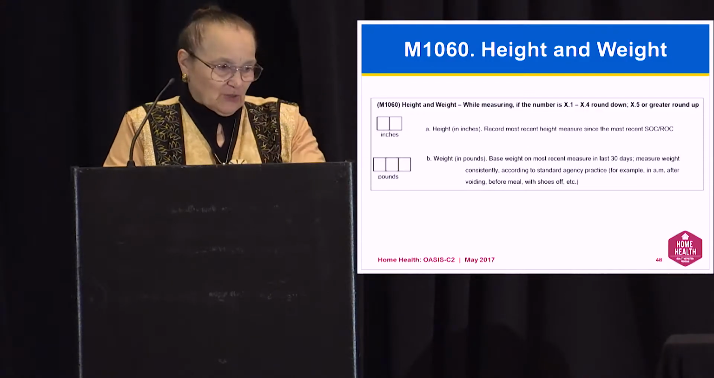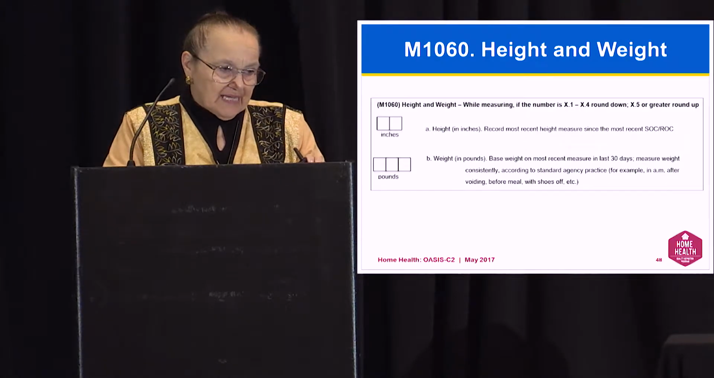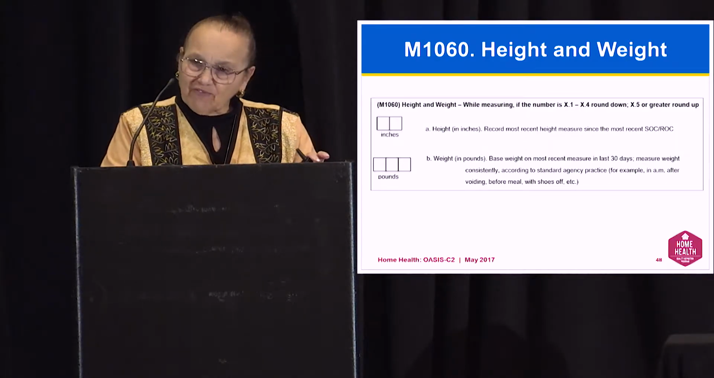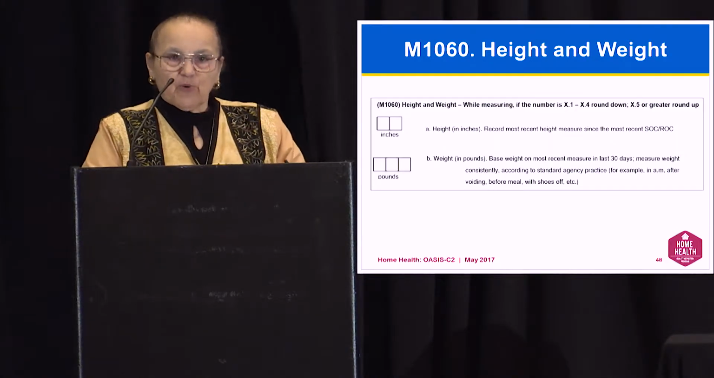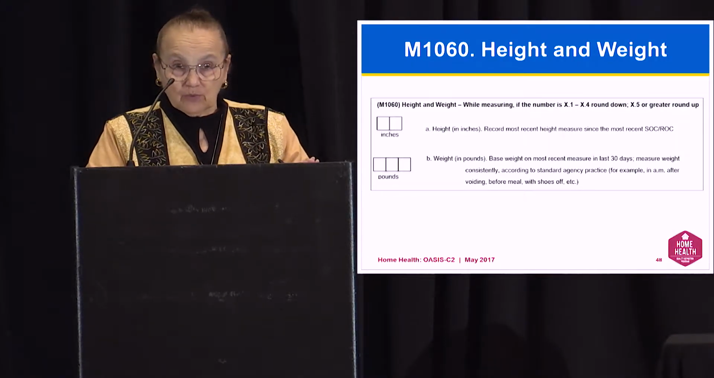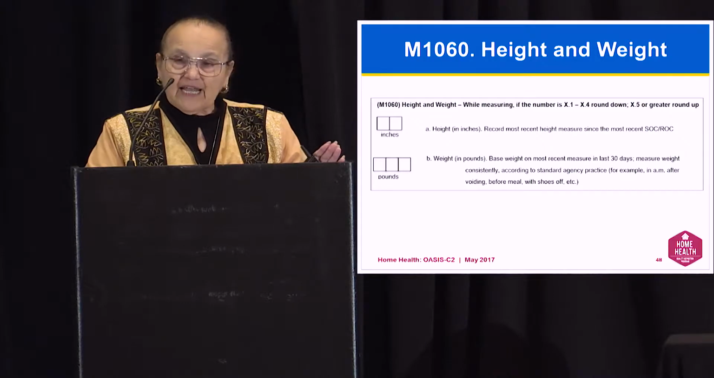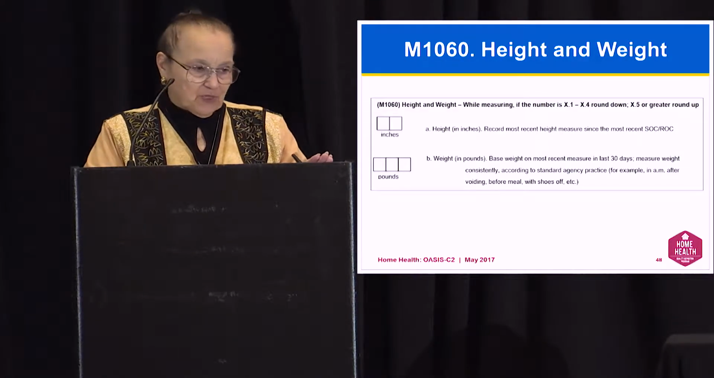This is what your box looks like. Height and weight. It clearly tells you, while measuring, if the number is between 0.1 and 0.4, that you need to round down. Between 0.5 and 0.9, you round up. This is known as mathematical rounding. It's an understood rule. Height and weight are here, and there are no decimal points between the boxes.